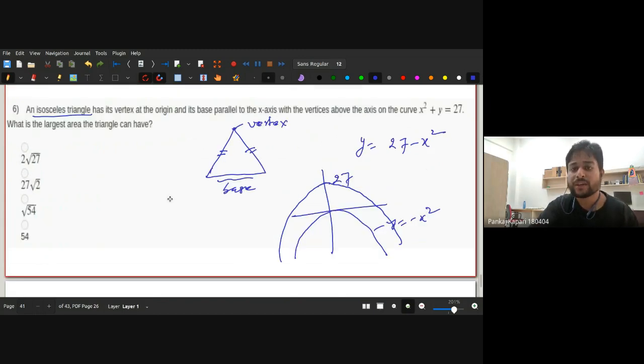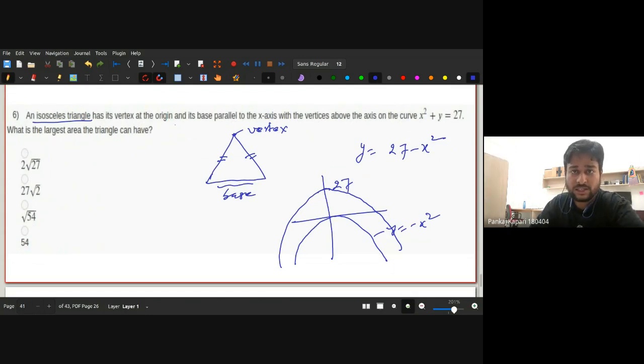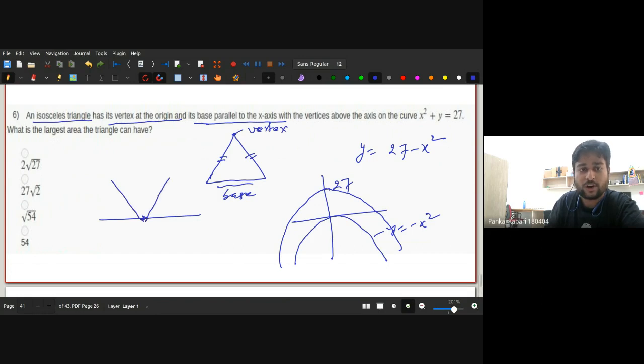This is our parabola, and it's given that this isosceles triangle has its base parallel to the x-axis and its vertex at the origin. So let's say this is our origin. There is an isosceles triangle like this. This is its vertex at the origin. Its base is parallel to the x-axis. This is our x-axis. But the vertices of its base are on the curve.